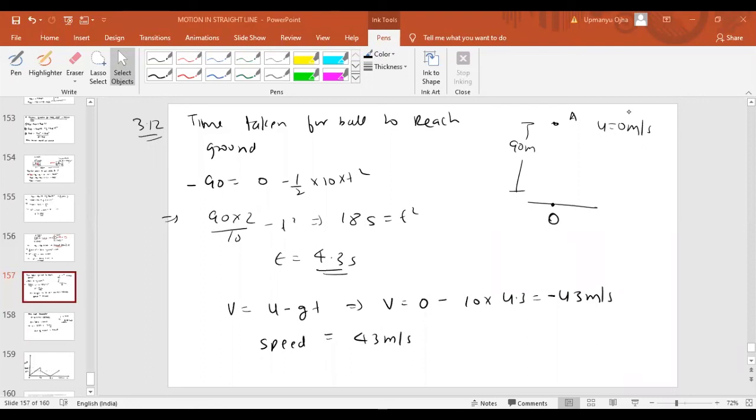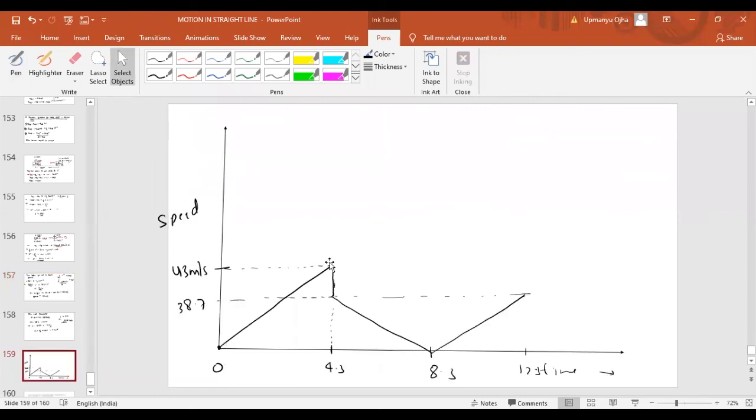So in 4.3 seconds, this ball has reached the ground. When it reaches the ground, what is the velocity? That is 43 meters per second. We can find the velocity with the help of the equation v equals u plus gt. So when it reaches the ground for the first time, its speed is 43 meters per second, and time taken is 4.3 seconds. If you draw the graph, it would be a straight line graph, because I am drawing the speed versus time graph. At 4.3 seconds, its velocity is 43 meters per second.